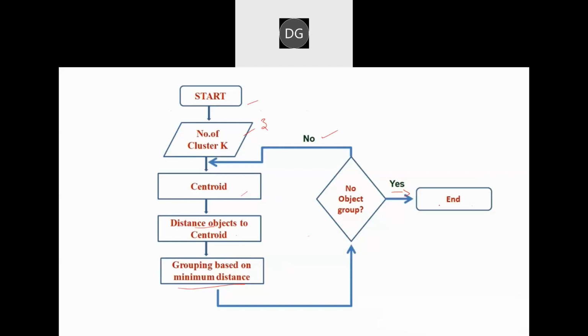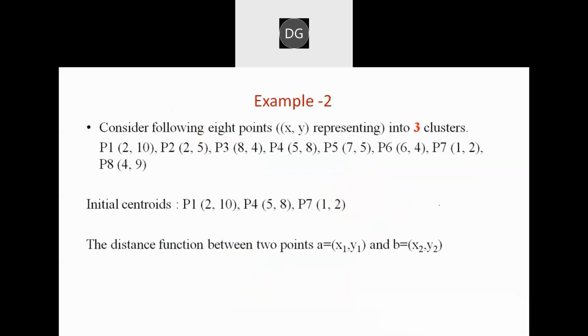Equivalent distance, Manhattan distance, anything we can use. For example, if you are going for Euclidean distance, you will get the distance in decimal point values, whereas if you are going for Manhattan, you will get integer values. Okay.